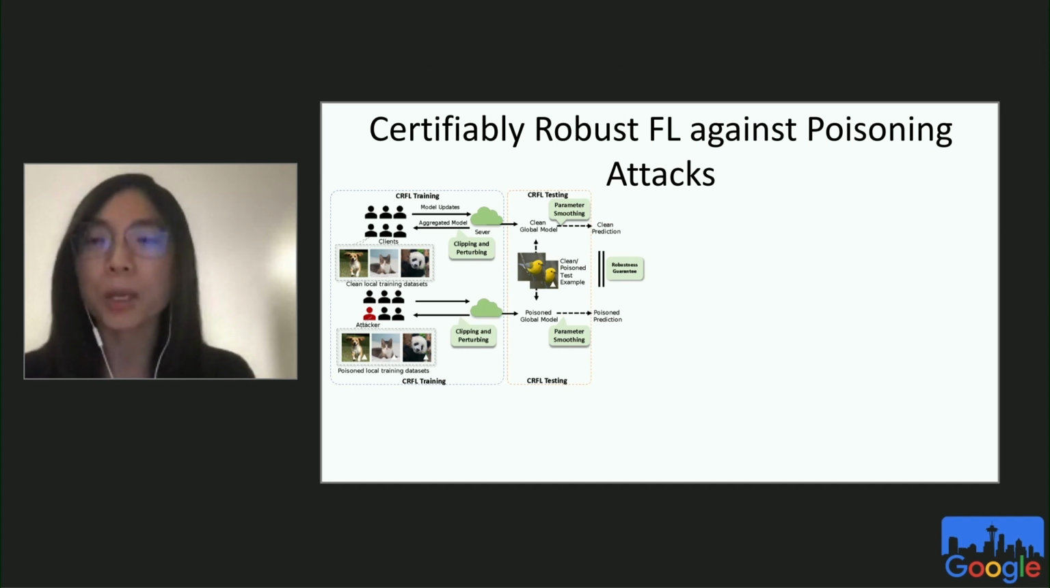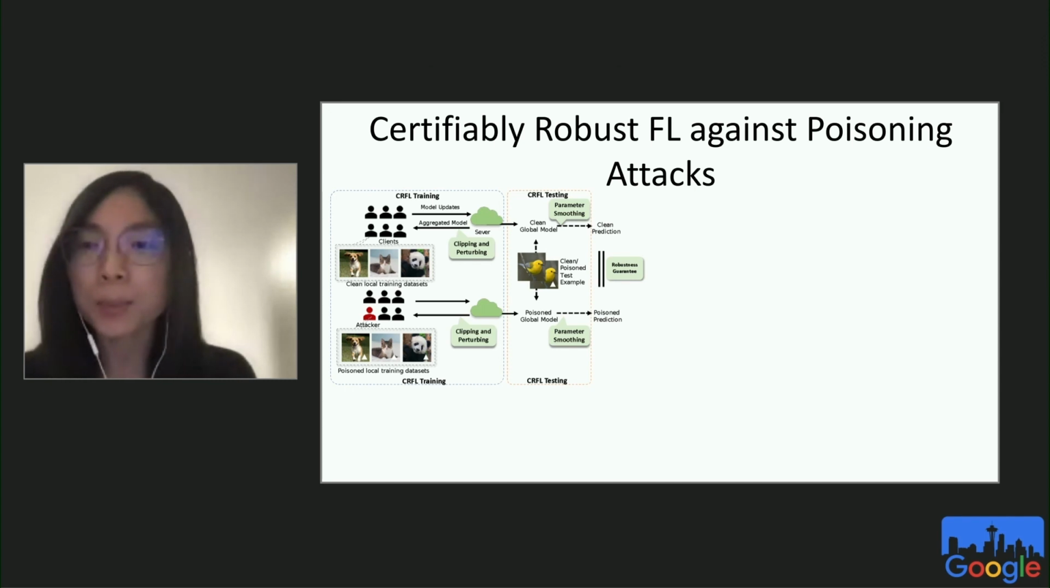Certification means that you can provide a lower bound of the accuracy given any training data perturbation, as long as the perturbation satisfies certain constraints. The process is that during training, each agent sends model updates to the global server, and the server clips the model updates, then adds noise and sends them back. And very interestingly, during testing time, the global server performs parameter smoothing and makes predictions for the test instance.